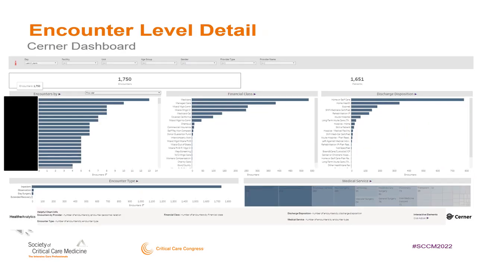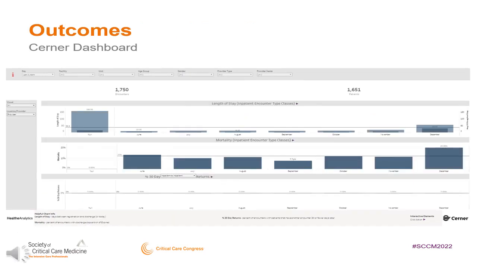The next few slides show screenshots of the Cerner standard report visual. This visual shows encounter level detail in aggregate by provider, financial class, and discharge disposition. This view demonstrates key patient outcomes, including length of stay, the top graph, mortality, the middle graph, and 30-day readmission, the bottom graph.